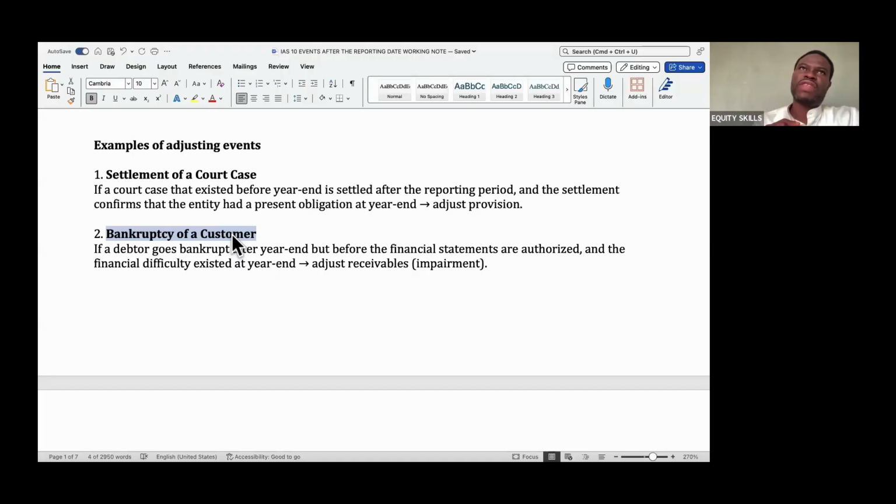So going bankrupt after the end only confirms that, because people don't just go bankrupt. You won't just wake up and say, I don't have money anymore. No, it's something that would have been going on gradually. You will have been in financial distress. Then ultimately say, well, let me just declare to the public that I cannot pay my debt anymore. So if that happens, you would need to adjust the receivables of that previous year. It's an adjusting event.